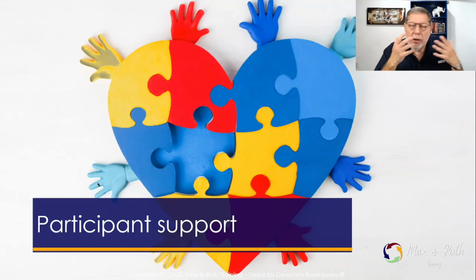So take everything into consideration. Be very present, be very aware that people can feel abandoned, they can feel confused, that they are out of their element, and they might need some kind of help or support. So be there to help them and to support them.